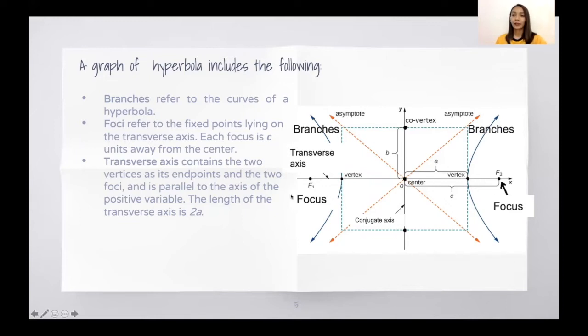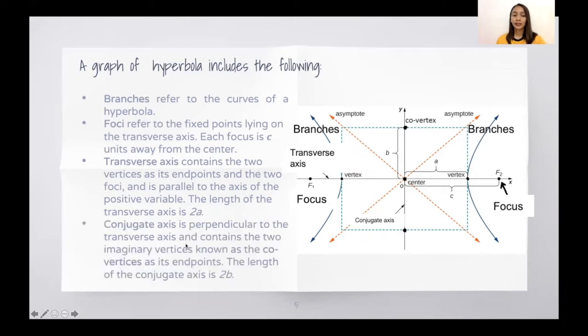You will know where the transverse axis is by where the foci are; that is its transverse axis. Next, we also have the conjugate axis. The conjugate axis is perpendicular to the transverse axis and contains the two imaginary vertices, known as the co-vertices, as its endpoints. The length of the conjugate axis is 2b. Here's the conjugate axis. The axis where the co-vertices are is the conjugate axis, while the axis where the two foci are is the transverse axis.